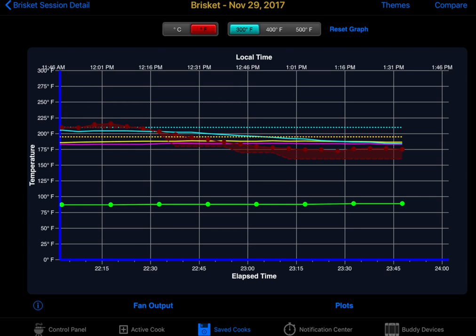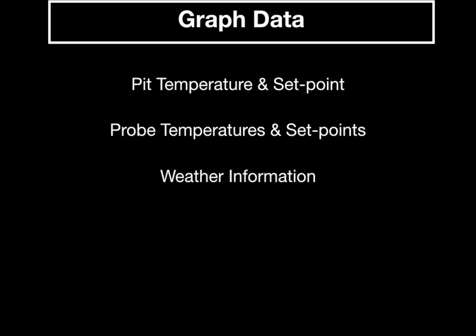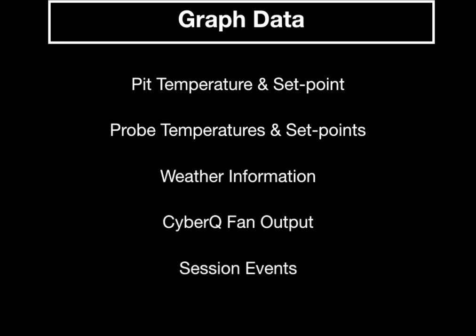Session data is displayed graphically across the entire cook session timeline. Displayed session data includes pit temperature and set point, probe temperature and set point for each of the 3 food probes, weather information downloaded from the internet, CyberCook fan output, and user-entered session events.